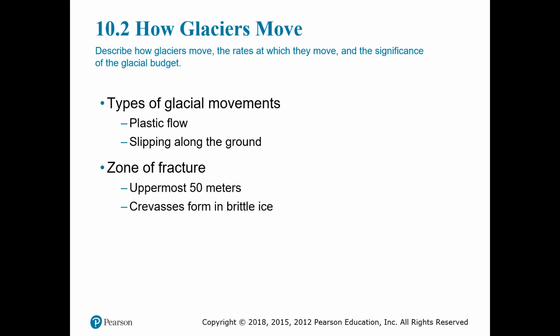The other type is when, like I mentioned, the entire mass of ice slips along the ground. The uppermost 50 meters of the glacier is called the zone of fracture. This upper part is the brittle ice, and that's where we see those crevasses that can form, like are shown for you on page 313. But the ice in this zone is carried along by the ice below. And so we have both plastic flow and that slipping along the ground.